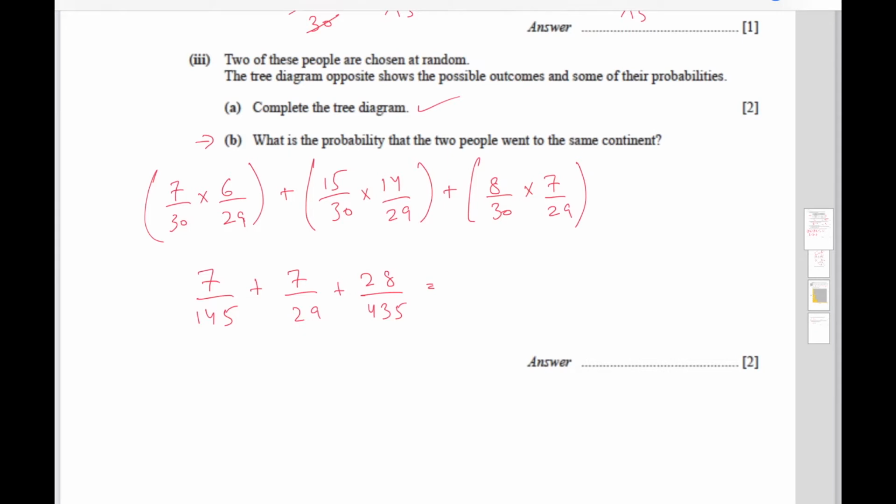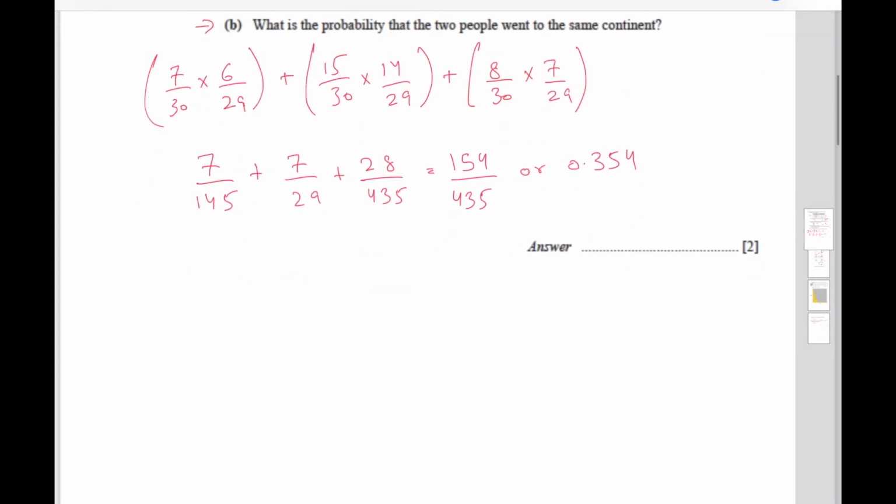I'm using a calculator again. 7 over 145 plus 7 over 29 plus 28 over 435 gives us 154 over 435, or in decimal form, this is 0.354. So we write our answer over here, 0.354. Okay, let's move on.